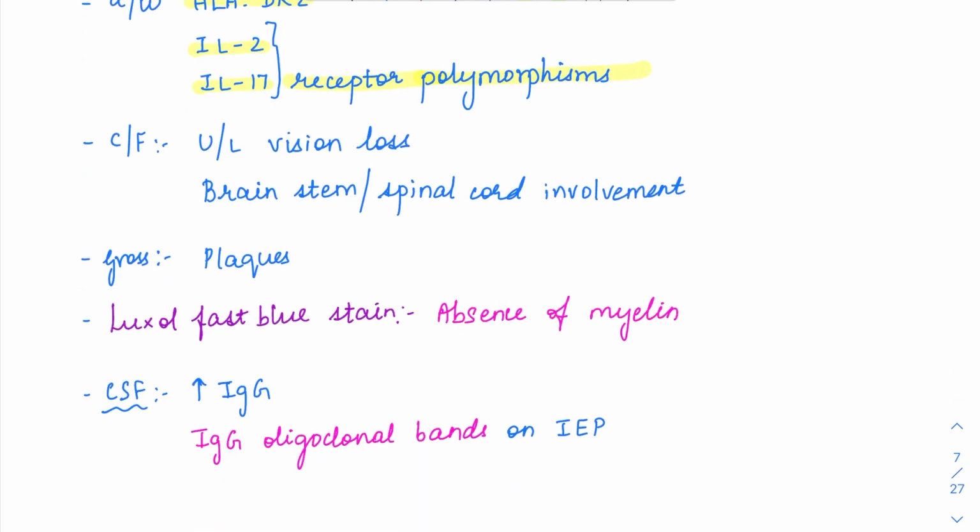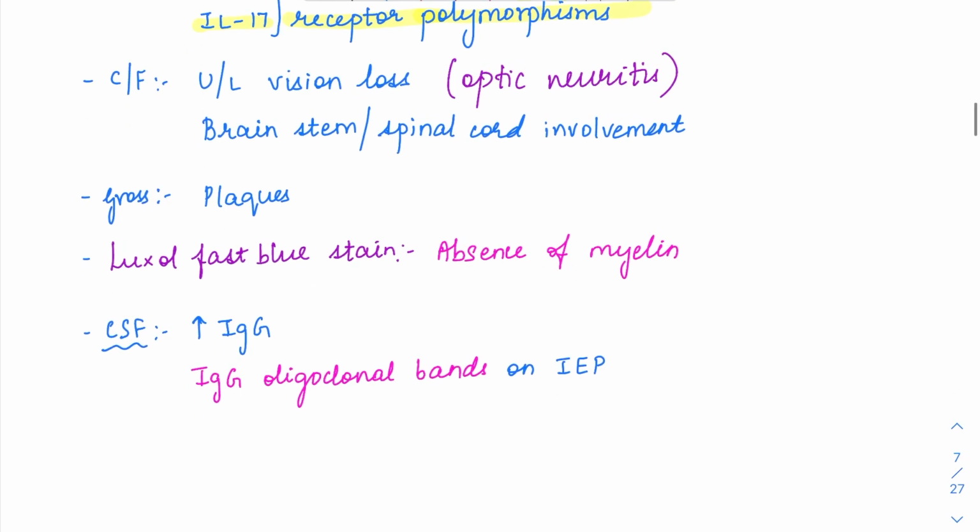So usually the patients will present with unilateral blindness. So there is going to be optic nerve involvement leading to optic neuritis. So because of that, the patient is going to have unilateral blindness. Then the rest, it can also involve other brainstem structures, various cranial nerves also, and spinal cord also. Because of that, the patient can go in for respiratory failure and arrest also.